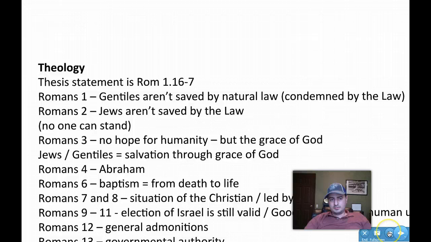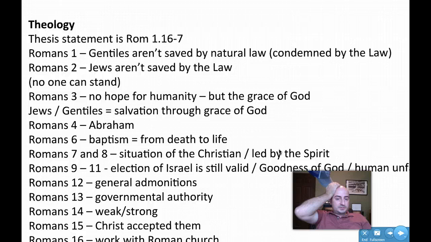Okay, we were at Jews and Gentiles needing salvation through the grace of God. Now, in chapter 4, he talks about Abraham. And Abraham is the bedrock of Paul's doctrine of justification by faith. That's something that you need to know, and we're going to talk about it a little bit more.